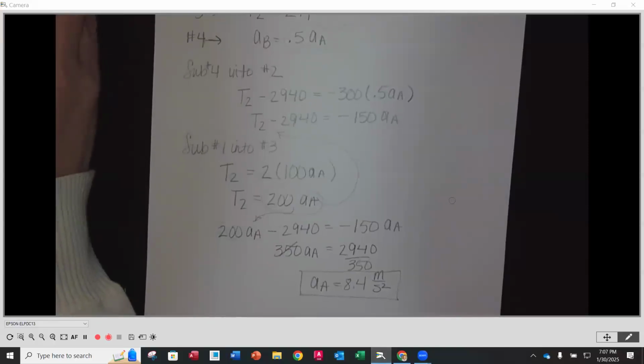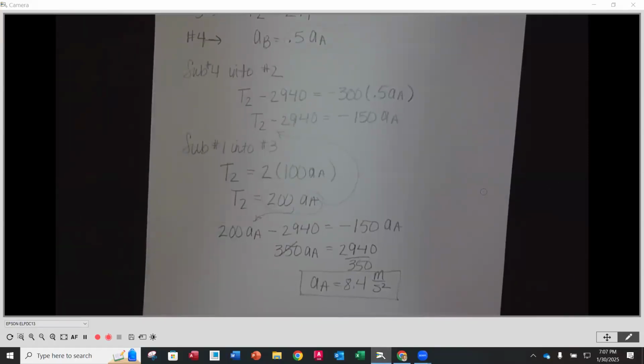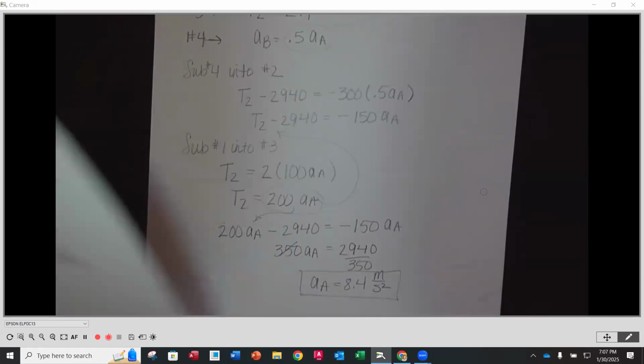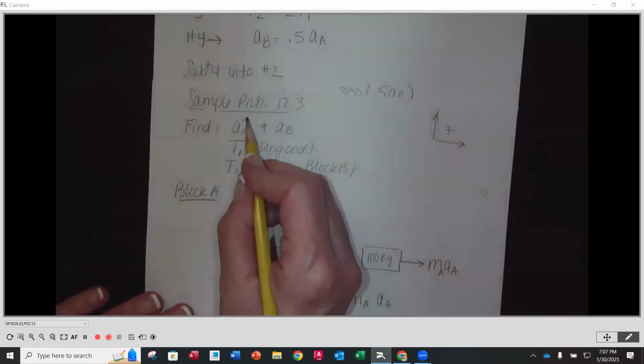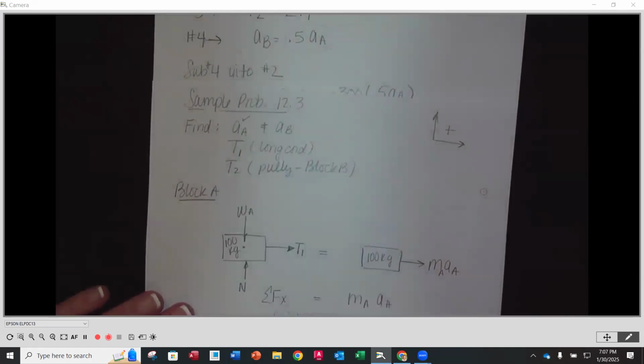All right. I'm not seeing anything in the chat box, so hopefully that all makes sense. So now that is our acceleration of A. Now we've got one of them solved for. So now it's just a matter of substituting that value back in to get the next value. As you recall, we need to find the acceleration of A and B, and then T1 and T2.